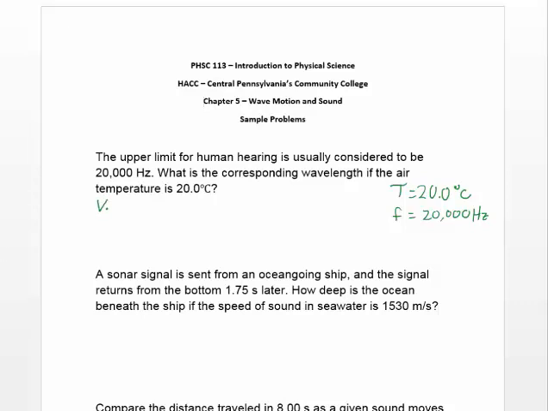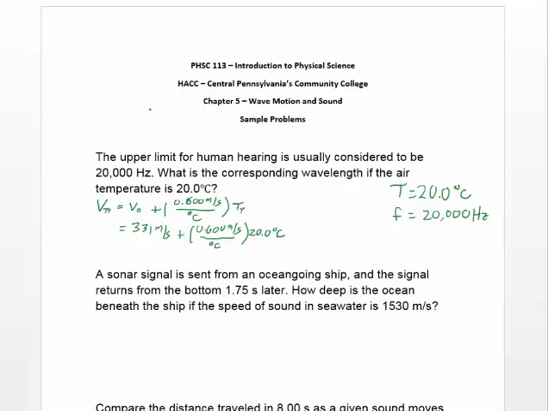And we know that our velocity equation says that it equals the velocity at a given temperature that we have, and we add in 0.600 meters per second per degree Celsius. So sound travels a little bit faster for every degree warmer it gets, and we multiply that by the temperature. So we have that velocity is 331 meters per second plus 0.600 meters per second per degree Celsius times 20 degrees Celsius.